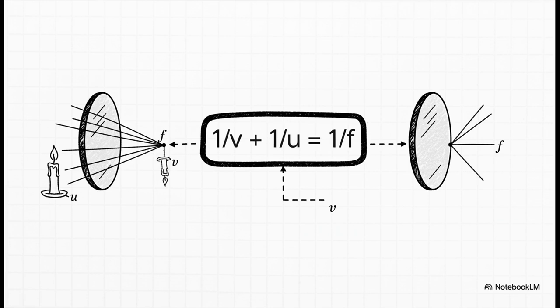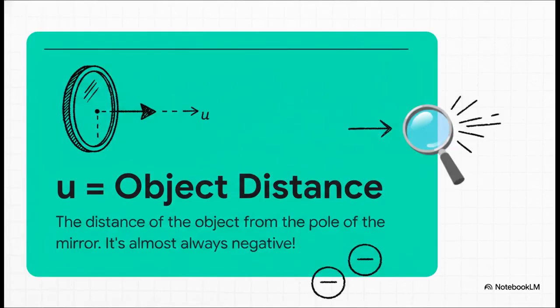But you know, what do these letters actually stand for? Let's break it down. First up, u. That's the object distance. It's just how far the thing you're looking at is from the mirror. And, based on those rules we just learned, since the object is always on the left, u is almost always going to be a negative number when we plug it into our formula. See how those rules are already coming in handy?